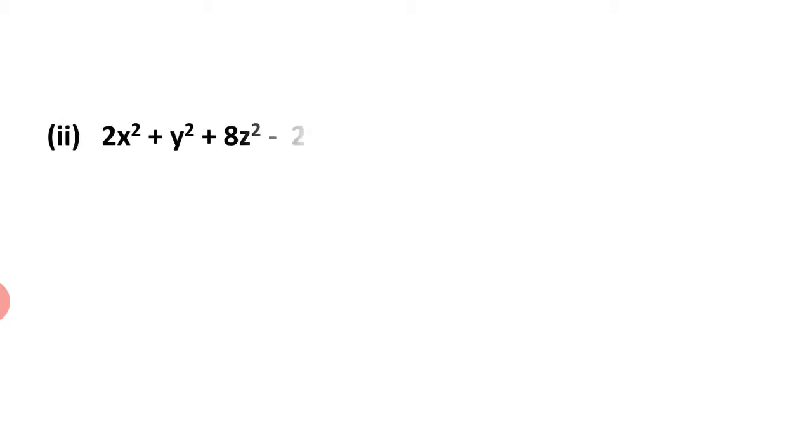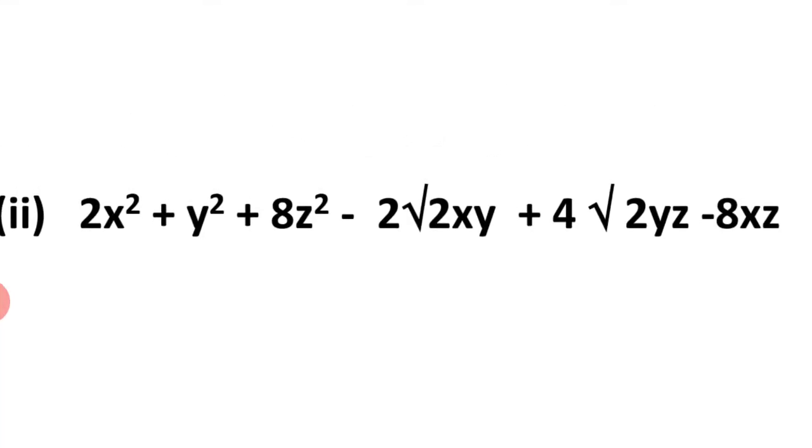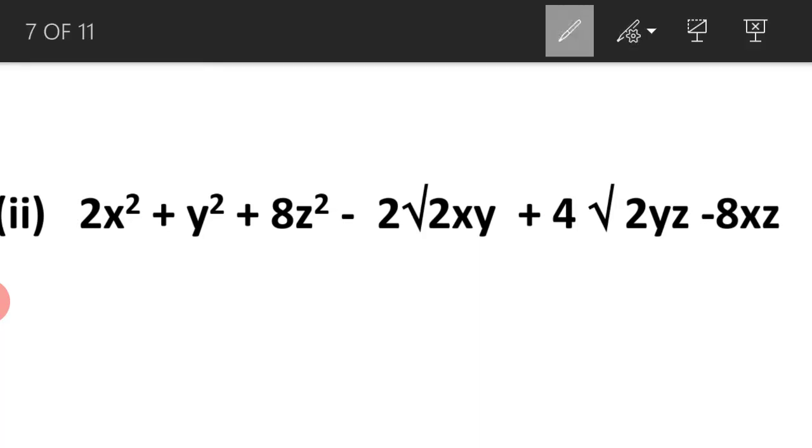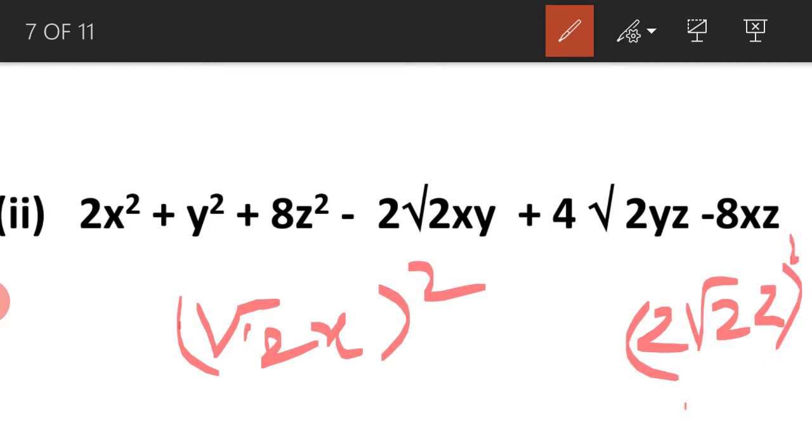Now second question is of similar type. Here also you will find there are two negative terms and one more thing, that there are some irrational numbers. Now these three terms are positive, x square, y square, z square, there is no problem. But 2, it is not a perfect square, but can we write it as (root 2 x) whole square? Yes. Similarly, what about 8? Can we write it as (2 root 2 z) whole square? Yes. So we made the perfect square.